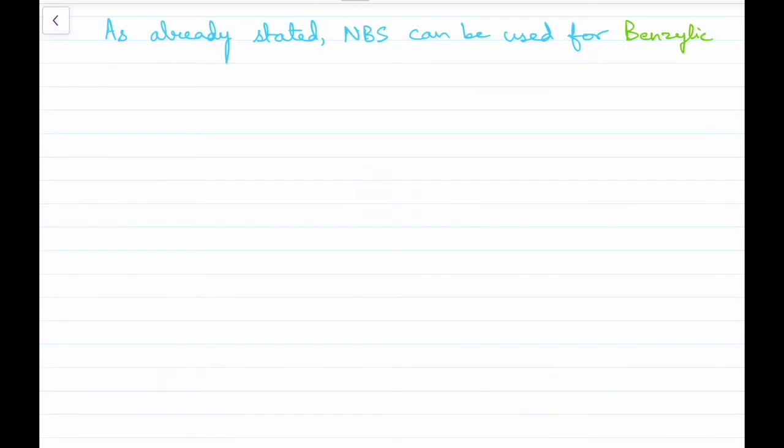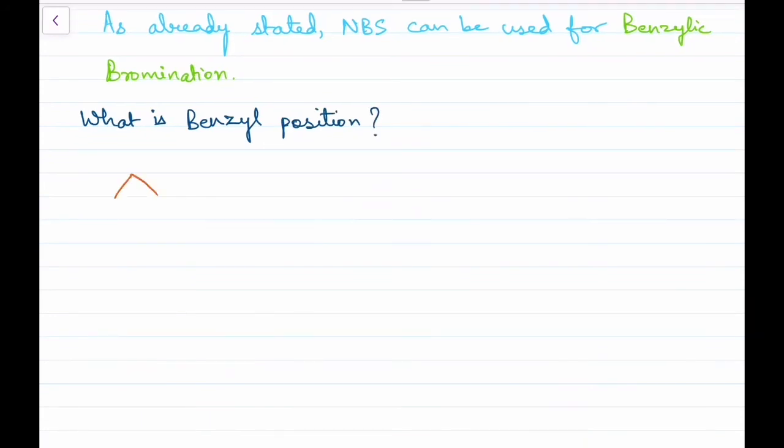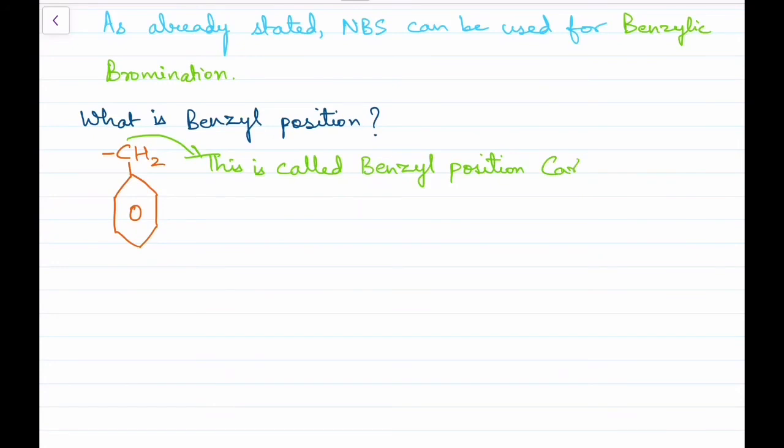As we've already stated, NBS can also be used for benzylic bromination. What is the benzyl position? Now, as we've explained the allyl position to you, let's understand what the benzyl position means. So as you can see, we have made benzene, then there's CH2 attached to it, and whatever attaches itself to that CH2, that is the benzyl position. So that carbon is the benzyl position carbon. This bond, whatever attaches itself to this carbon, will be at the benzyl position.